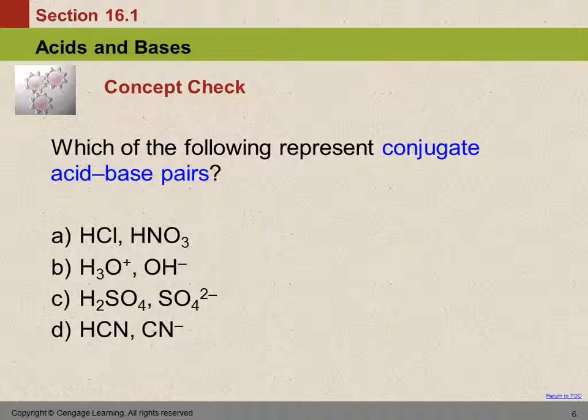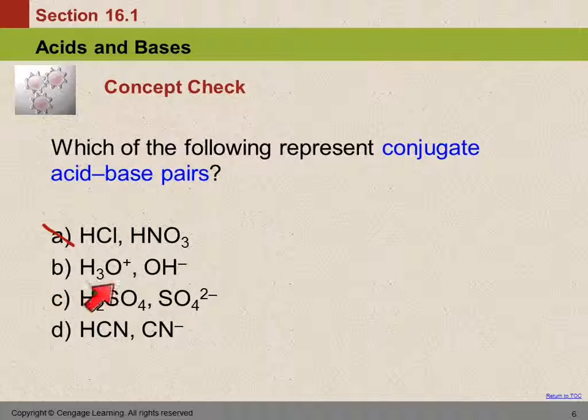So what you should be able to do is identify two formulas as being conjugate acid-base pairs or not. So one of them has the baby, the other does not. So if we look at these, here the question is, which of the following represent conjugate acid-base pairs? HCl and HNO3. Are those conjugate acid-base pairs? No. We're looking for two formulas that differ only by one hydrogen ion, one H+. That's not a conjugate acid-base pair.